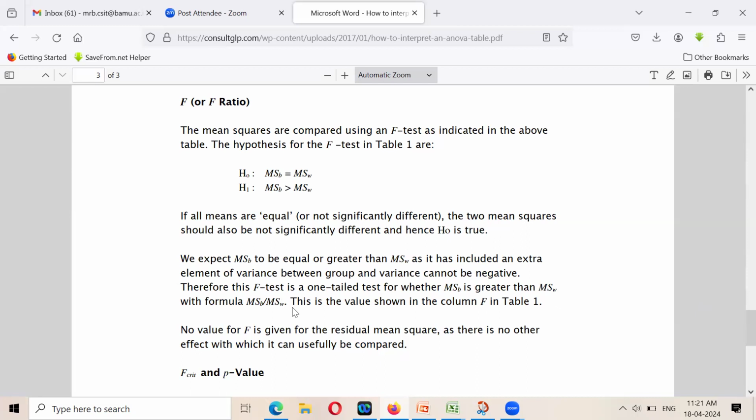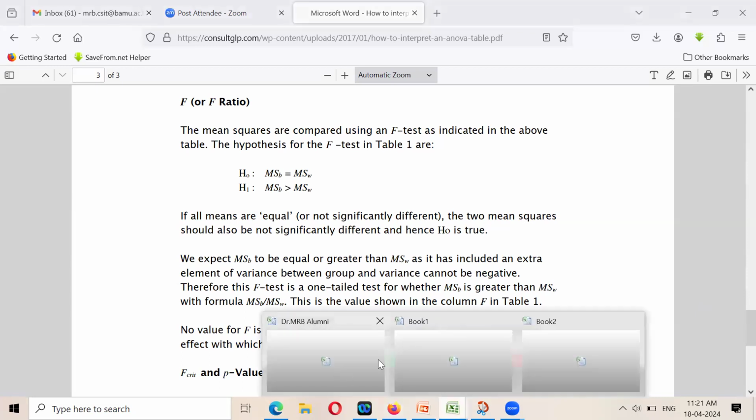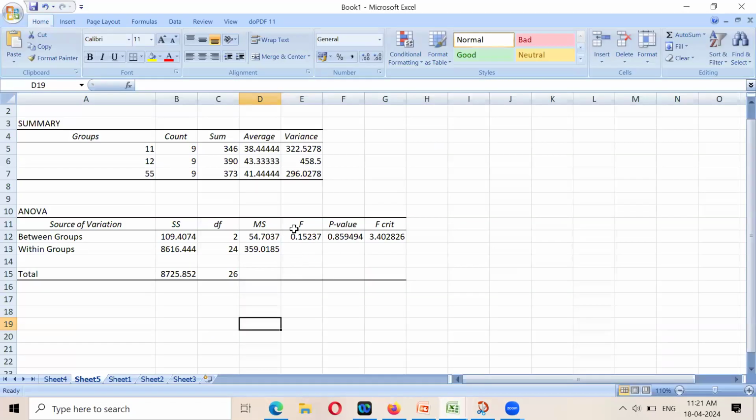Variance between the groups divided by variance within the group. The ratio of these two is given in the F value. The fifth column, next to Mean Square, is the F column, and that F value is very important here.